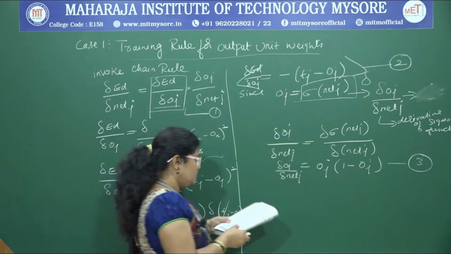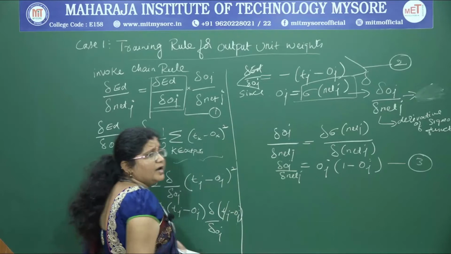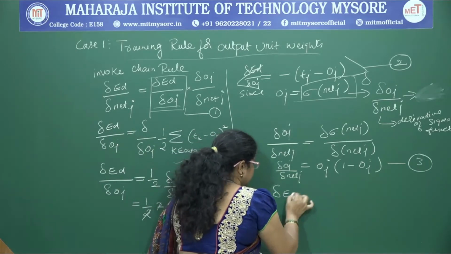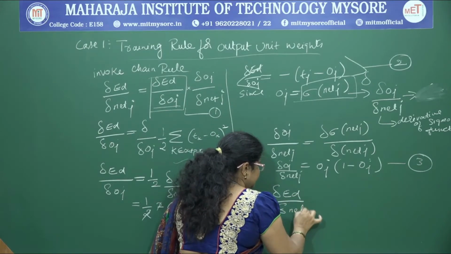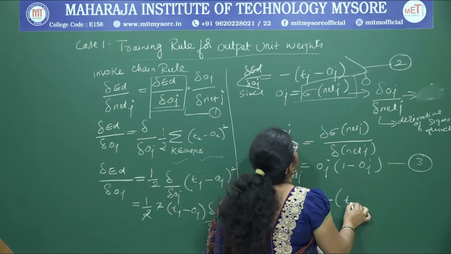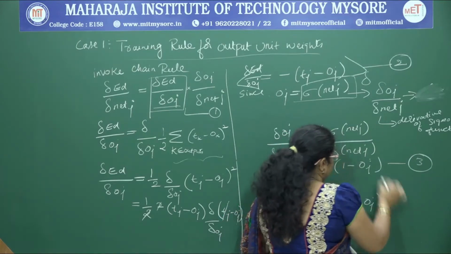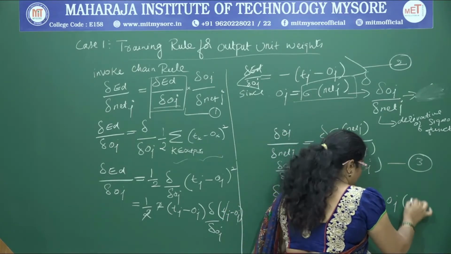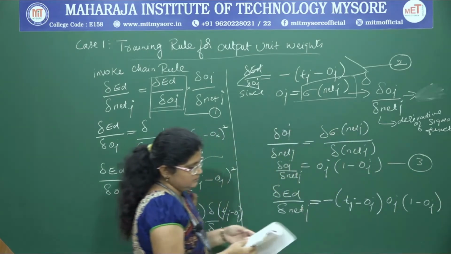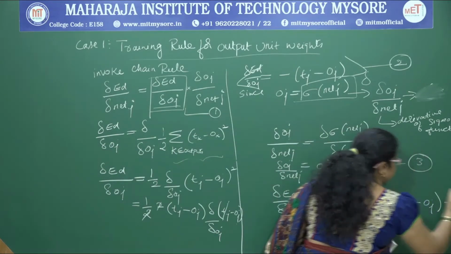Substituting equation number 2 and equation number 3 into equation number 1, we are going to get delta Ed by delta net j equal to minus (Tj minus Oj) into Oj (1 minus Oj). So this, I can say, is equation number 4.